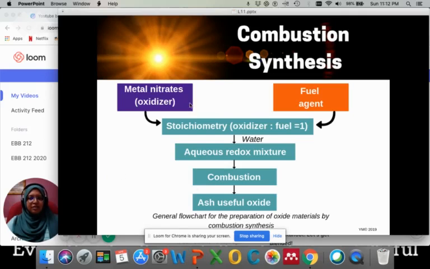This is the general flowchart for the preparation of oxide materials by combustion synthesis. We need metal nitrates, which act as the oxidizer, and a fuel agent. We mix these in stoichiometry and then add water to form the aqueous redox mixture, followed by combustion, and finally we get ash, which is a useful oxide.